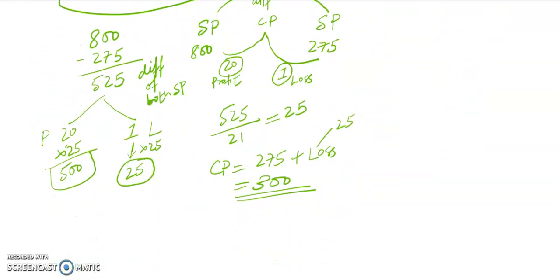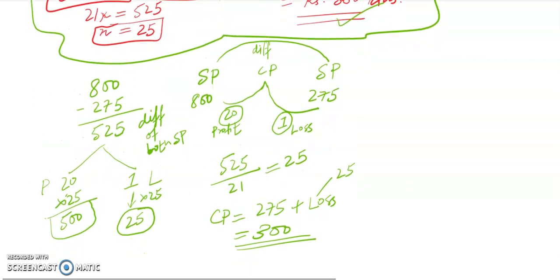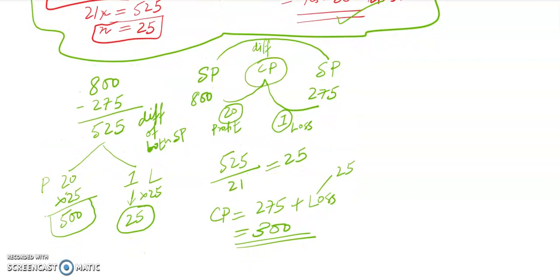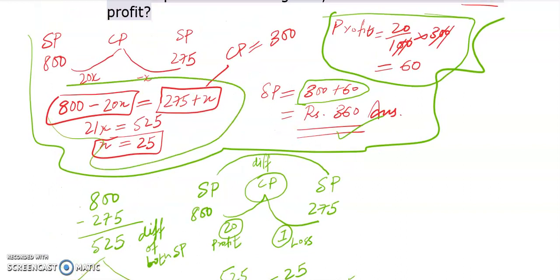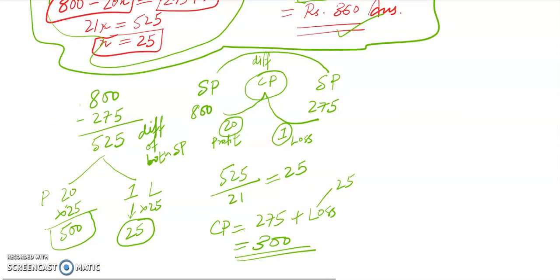So with this method you can directly find the CP. We don't need to go with this equation and all. We can directly find the value of CP in such type of questions. Simply take the difference of both SP and divide it in the ratio of profit and loss.